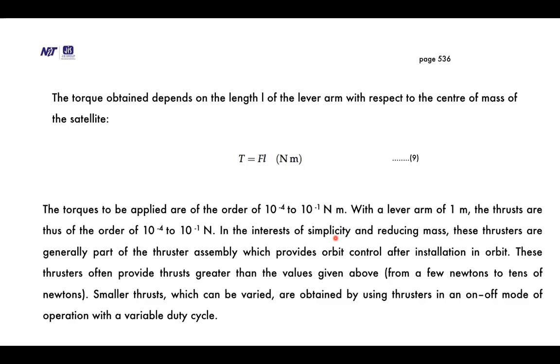With a lever arm of 1 meter, the thrusts are thus of the order of 10^-4 to 10^-1 newton. In the interest of simplicity and reducing mass, these thrusters are generally part of the thruster assembly, which provides orbit control after installation in orbit. These thrusters often provide thrust greater than the values given above.